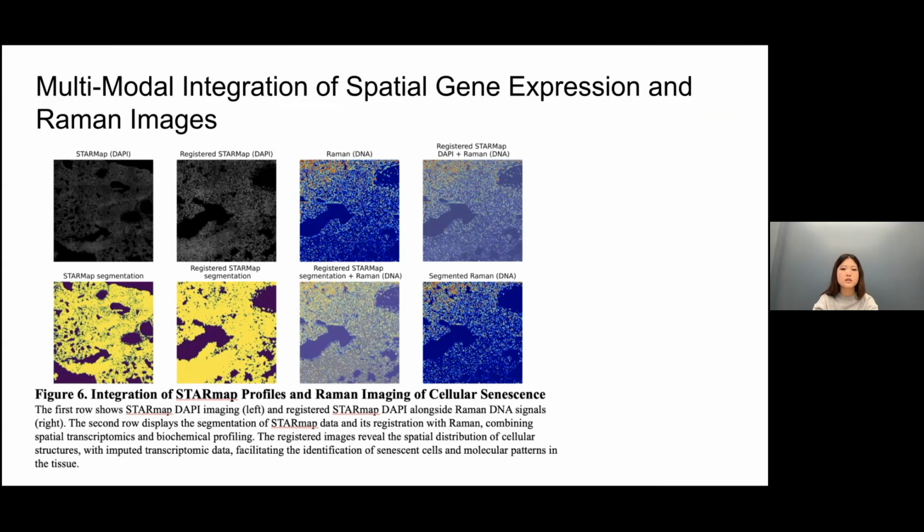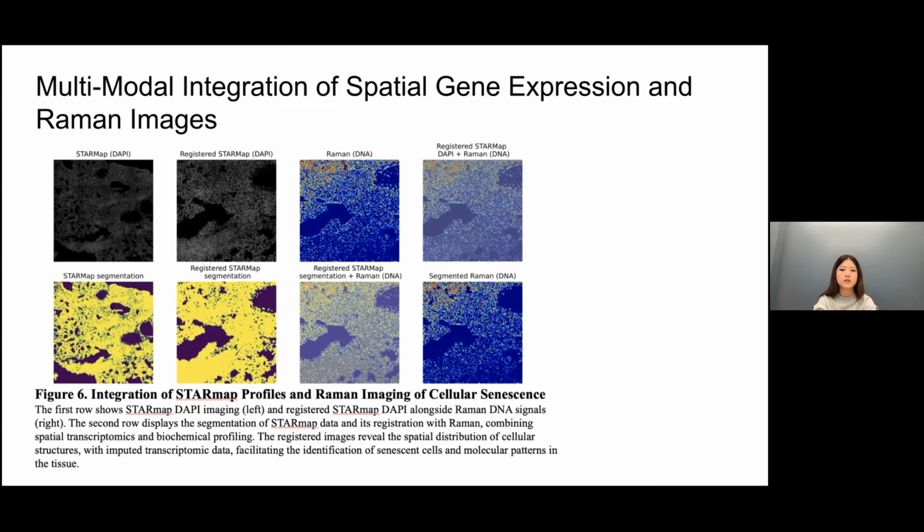In the second row, we see the images with cell segmentation, and you can see the STARmap segmentation where individual cells have been identified and outlined based on STARmap data. And the second image registers STARmap segmentation with Raman data, which aligns the segmented cells from STARmap with the Raman imaging data, merging gene expression and biochemical information. Finally, the segmented Raman DNA image also shows the cell boundary purely based on Raman imaging, providing additional biochemical insight. Here, we just wanted to show how the overlapping, alignment, and cell segmentation come into play with our multi-modal platform.